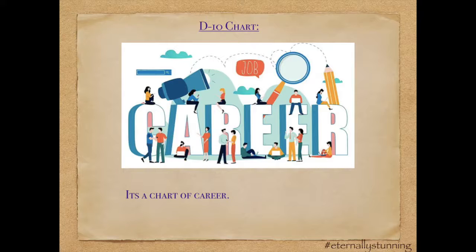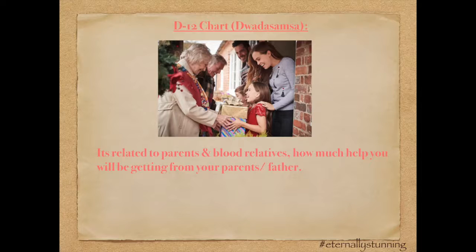Then comes the D10 chart, which is also another important chart, which is called Dashamsha chart. It shows your career. It is another very important chart because, as I mentioned, it shows career. It shows what profession is suitable for you and if you would face any problems in your career. Then comes the D12 chart, which is Dwadashamsha chart. It is related to your parents and your blood relatives.